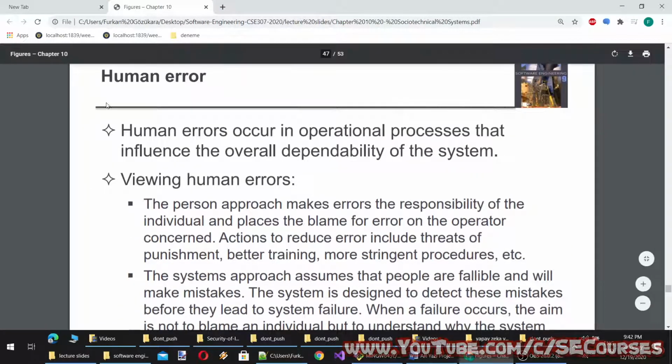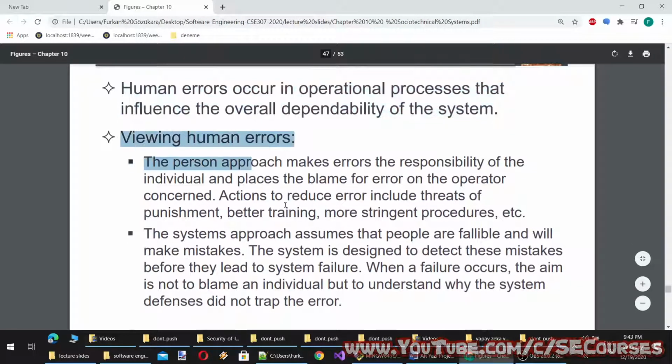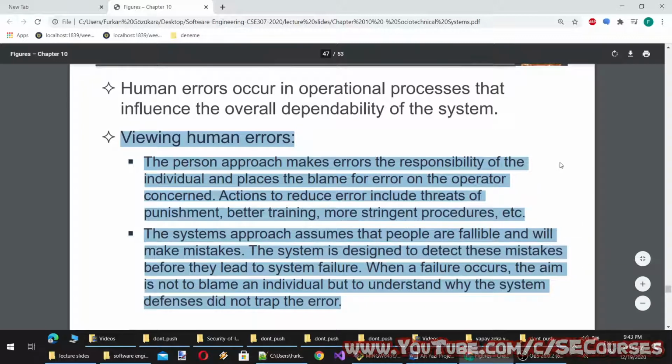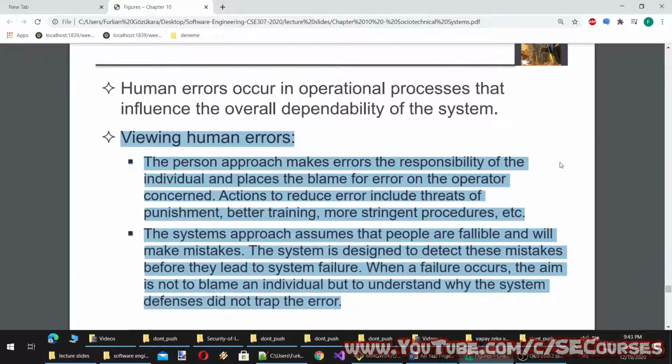Okay, and human error. Human errors occur in operational processes that influence the overall dependability of the system. Viewing human errors, the person approach makes errors the responsibility of the individual and places the blame for error on the operator concerned. Actions to reduce error include threats of punishment, better training, more stringent procedures, etc.